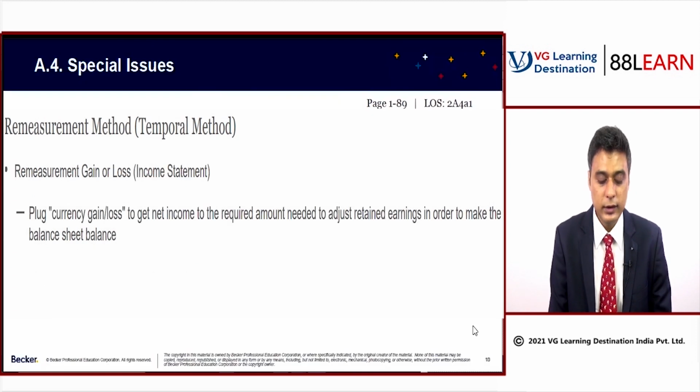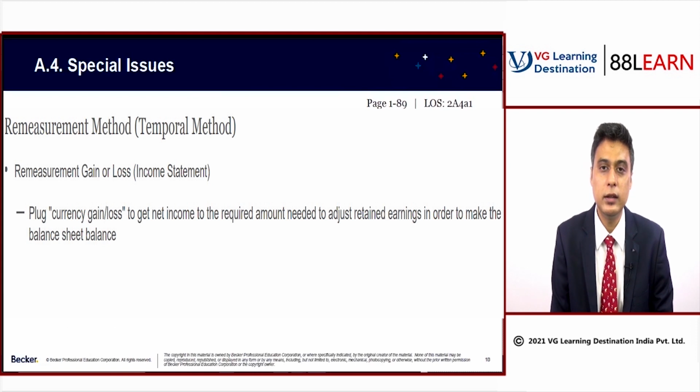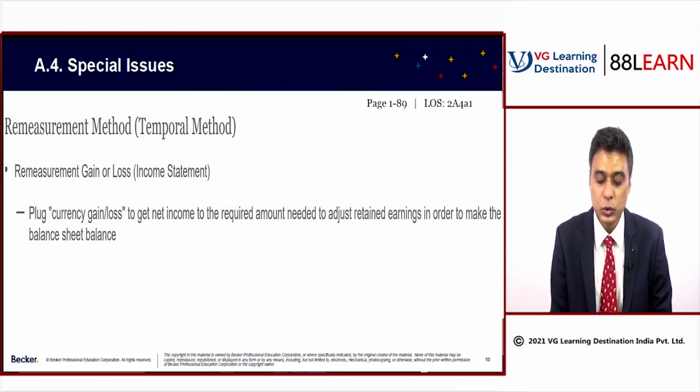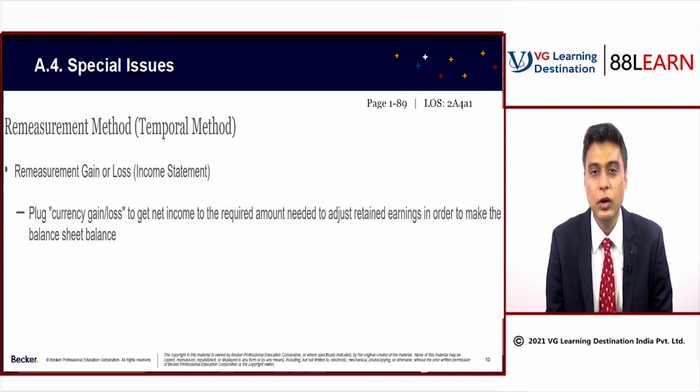And we have already discussed this point, that remeasurement gain or loss will go to the income statement, and we will have to plug the currency gain or loss to get the net income to the required amount needed to adjust retained earnings in order to make the balance sheet balance, right? A slightly complicated sentence here, but we have already discussed this.